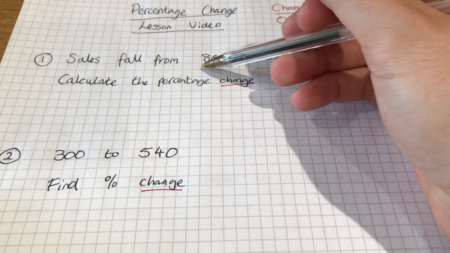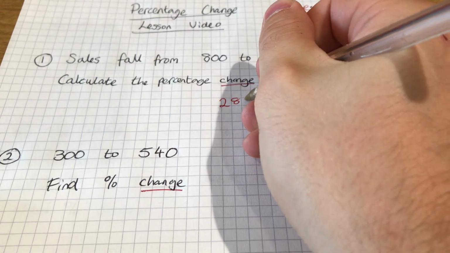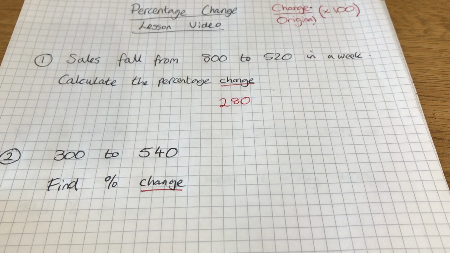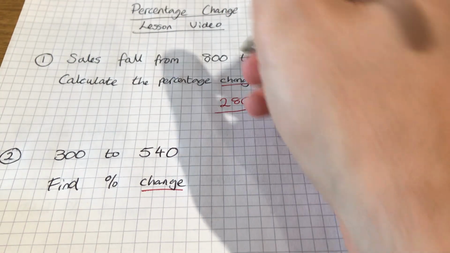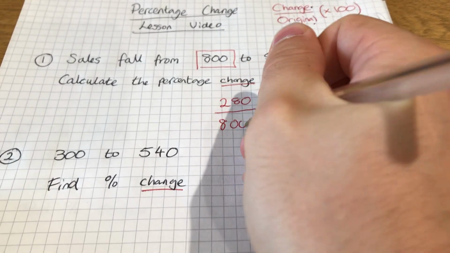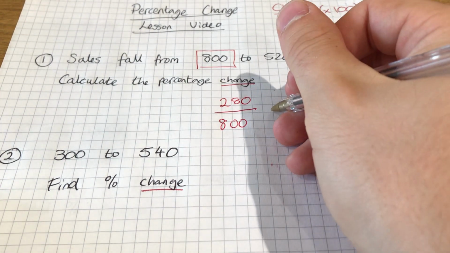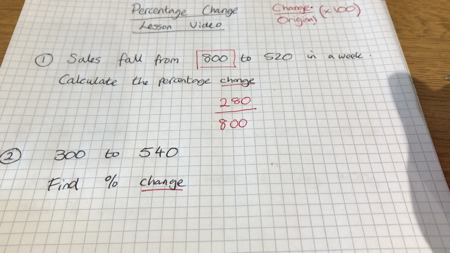So how do we get from 800 to 520? Of course, we take away 280. You then want to put the original number on the bottom. The original is the number you start with. And then we will change that into a percentage in a second.